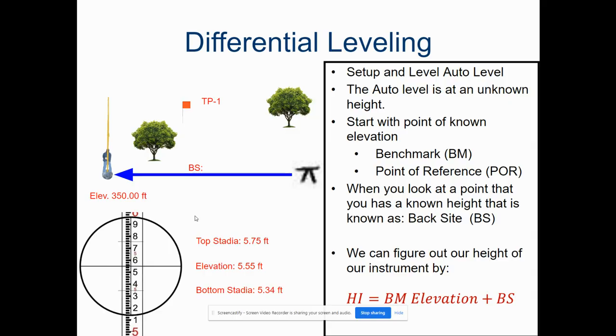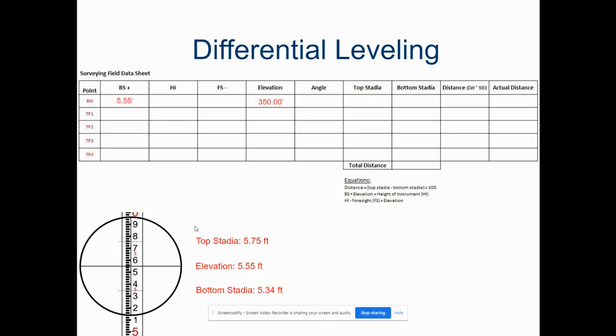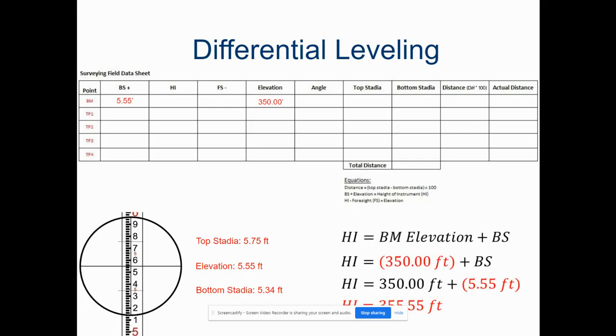So if we take a shot here, 350, this is a backside, so we're going to add 5.55 to the 350, and then we're going to take 5.75 minus 5.34, and that's going to give us our distance. So there we see, so now our HI is 355.55, and our distance is 441 feet. Okay.